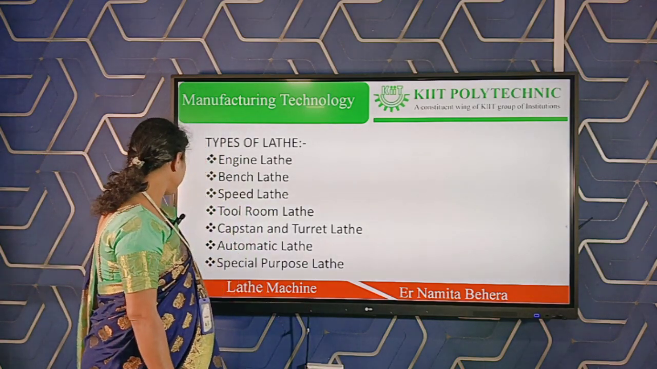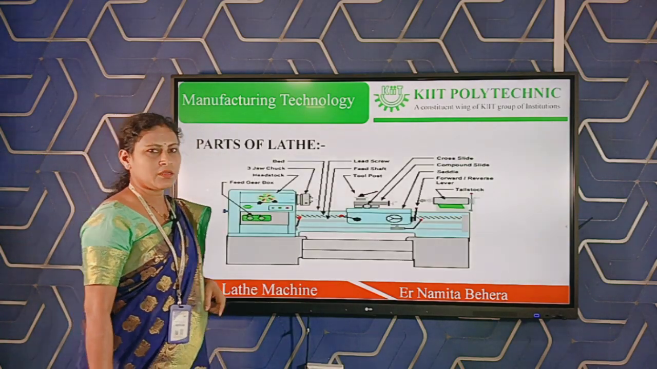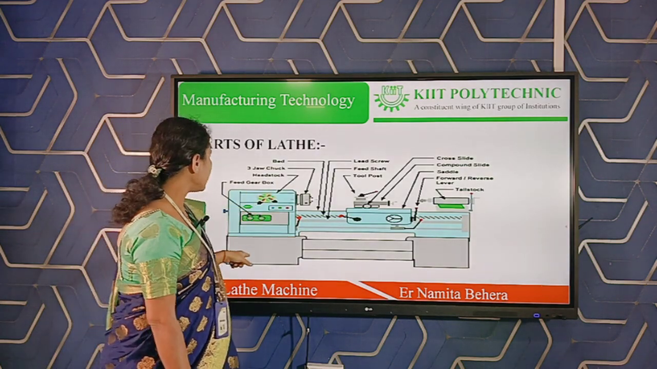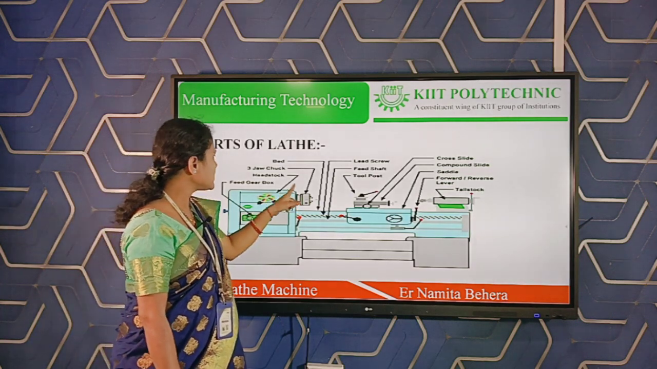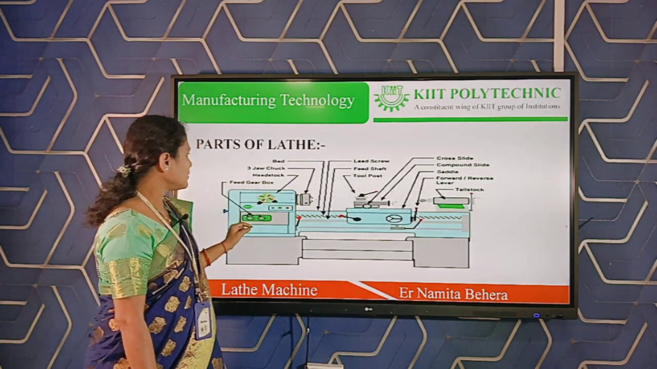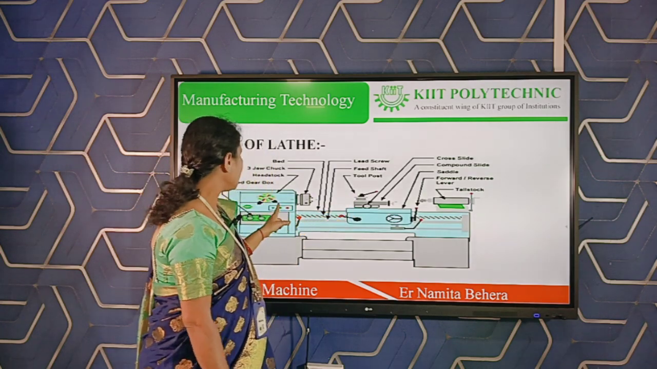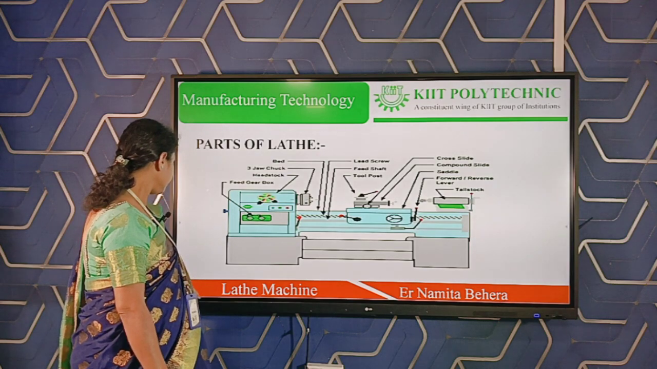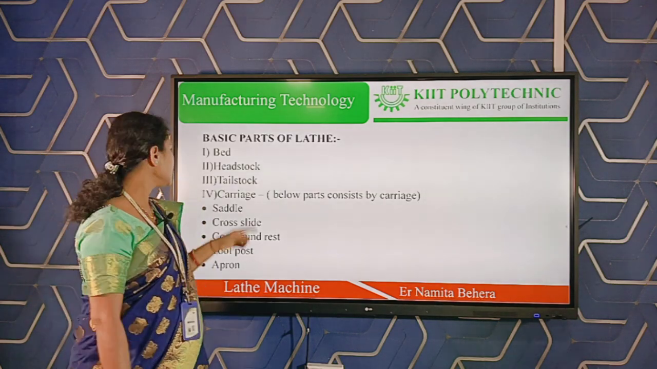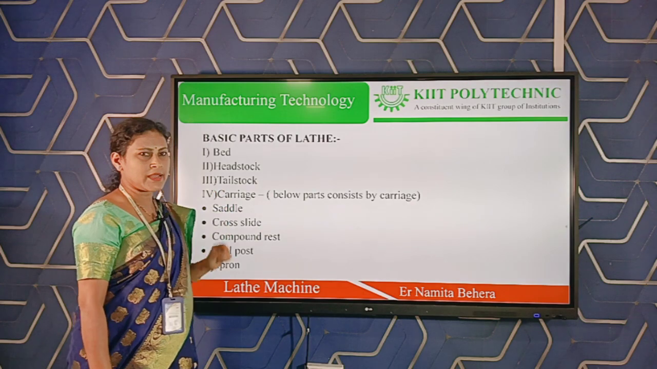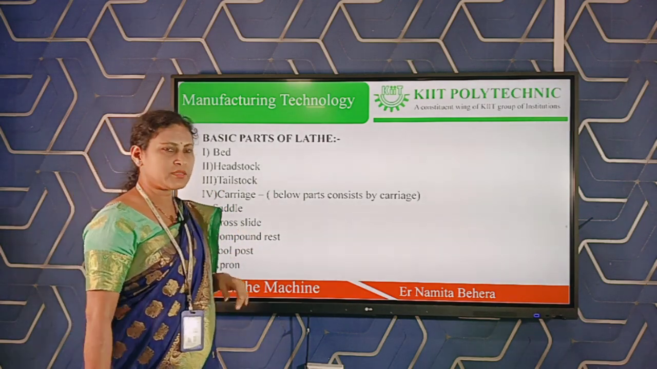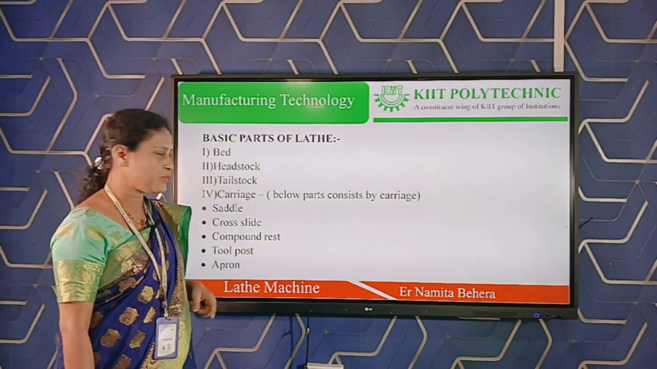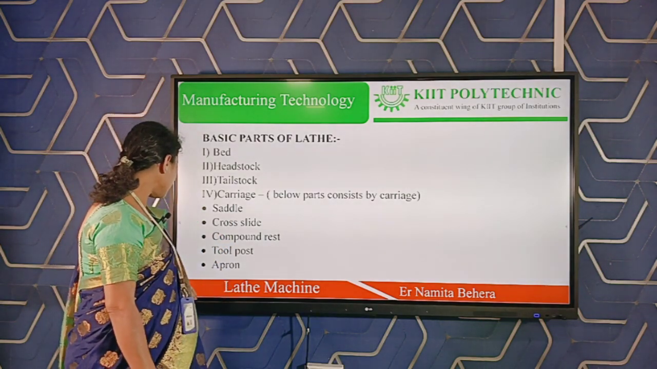What are the parts of the lathe? This is the picture of the lathe machine. There are different basic parts of the lathe machine: bed, headstock, tailstock, and carriage. Carriage also consists of different parts: saddle, cross slide, compound rest, tool post, and apron. Let us discuss one by one.